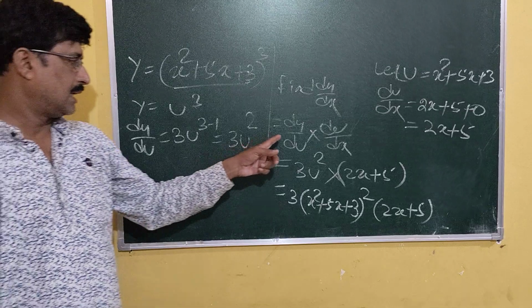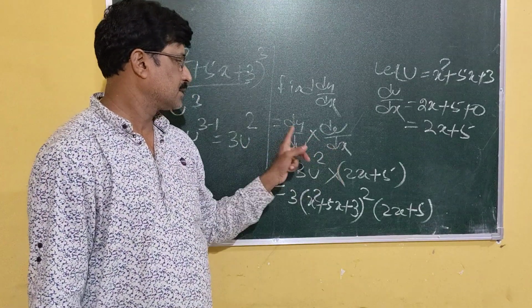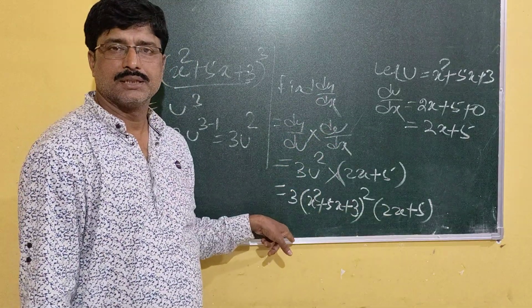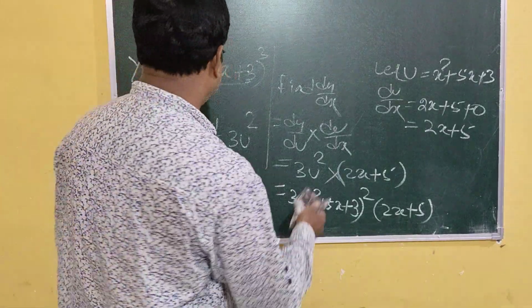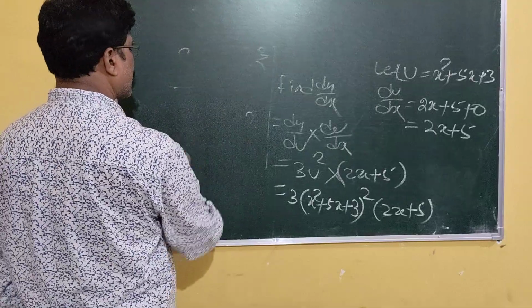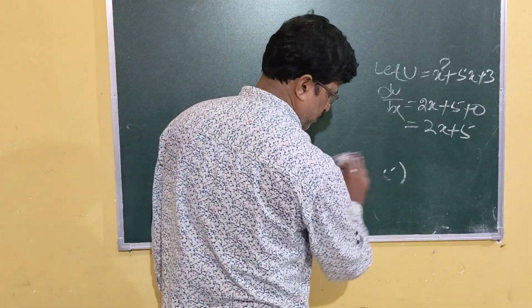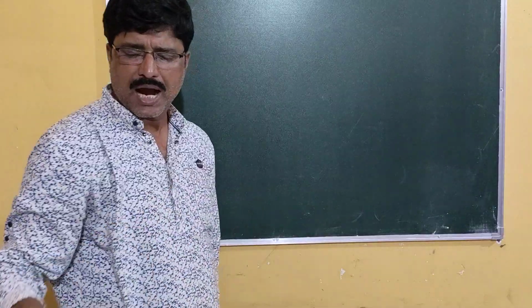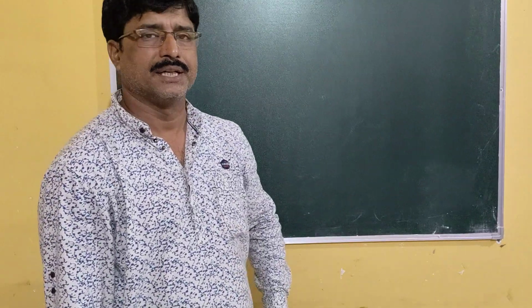You can see as du cancels, so we can find dy by dx. Dy by dx is equal to dy by du into du by dx. So it becomes this one. This is your composite function. Okay, comment on this one. This is all about your composite function. You can go through your books and solve some problems. If you have any kind of doubt, you can ask me and message me on that video. Then I will try to solve those problems and send them back to you.